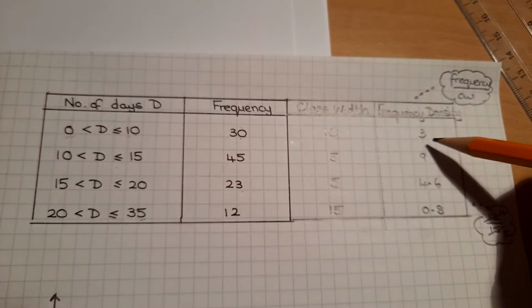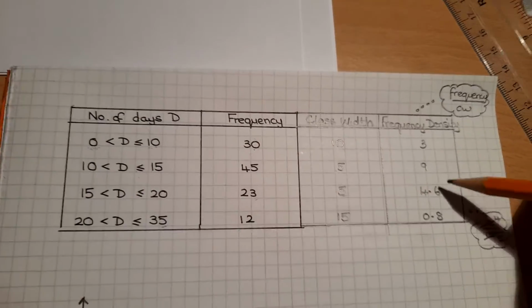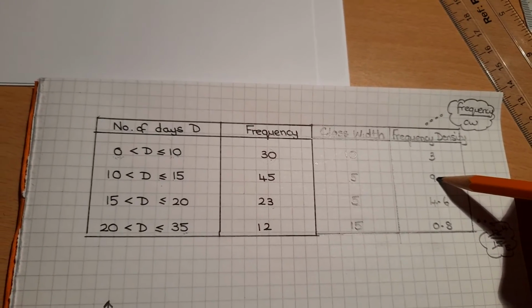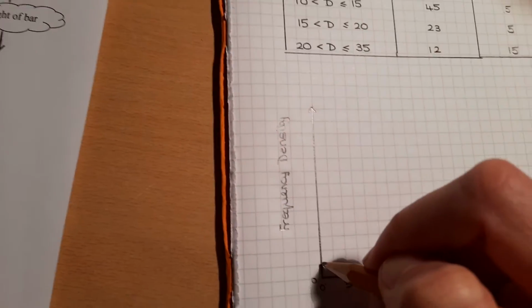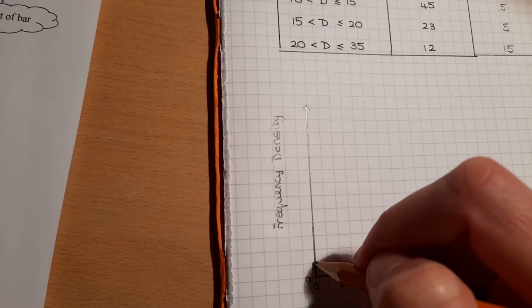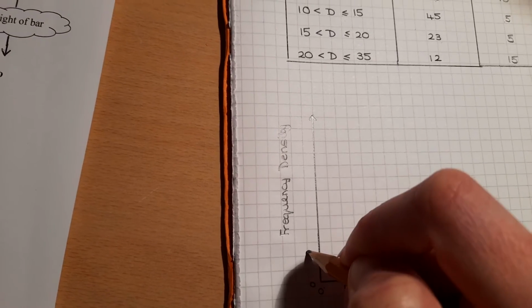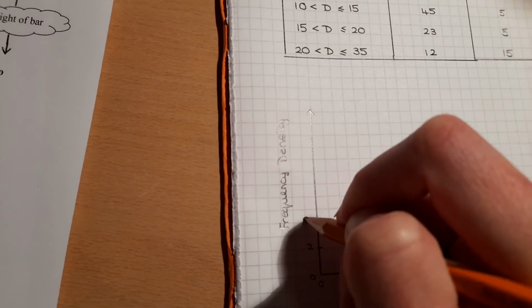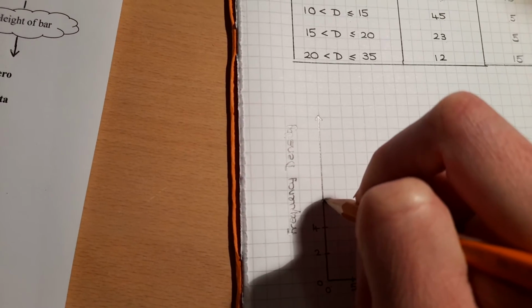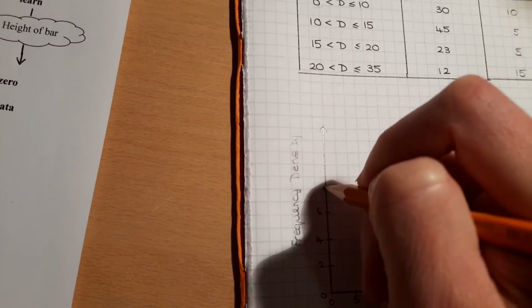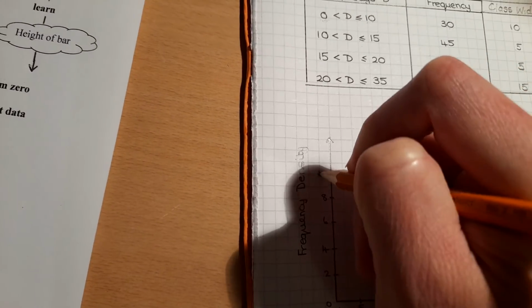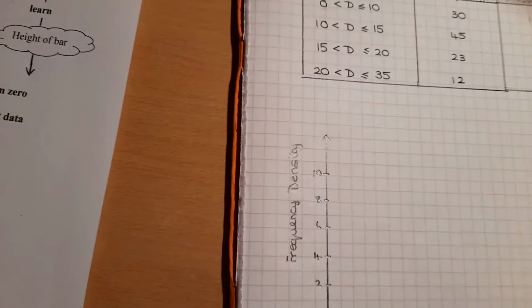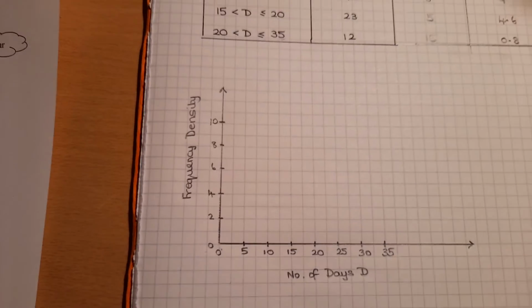And you look down your frequency densities, you look for what the largest frequency density is, it's 9. So our vertical axis is going to go from 0 to 9. So again, I'm just going to let 1 square be worth 1 unit. So there's 2. Another 2 squares up is 4. Another 2 squares up is 6. Another 2 squares up is 8. And then another 2 squares up is going to give us 10. So that's sensible. Okay, sensible axes.